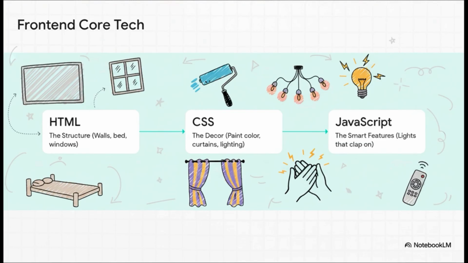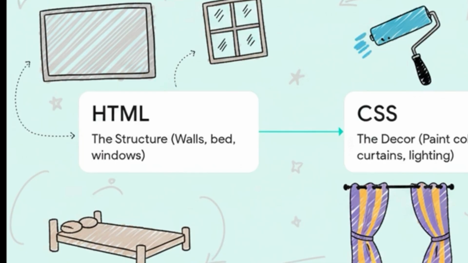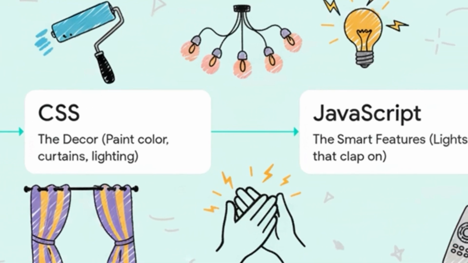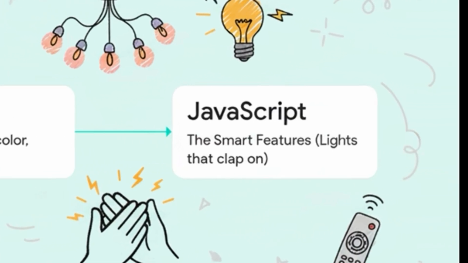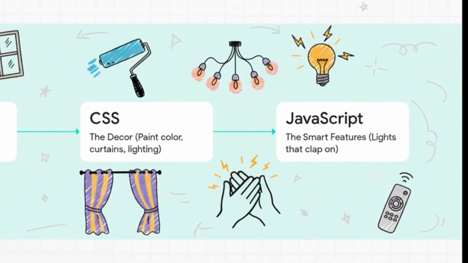The front end really boils down to three key ingredients. Let's think about it like building your dream bedroom. First, you need the structure, right? The walls, the bed, the windows. That's HTML. It's the skeleton. Then, you want to make it look awesome. The paint color, the cool curtains, the vibe of the lighting. That's CSS. It's all about the style. But what about the cool stuff, the interactive bits? That's JavaScript. It's like having lights that turn on when you clap. It's the spark that makes the room come alive.